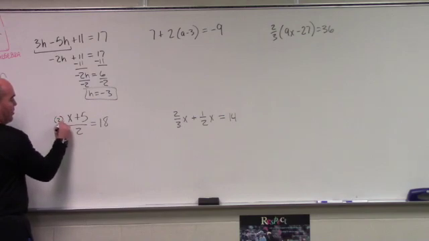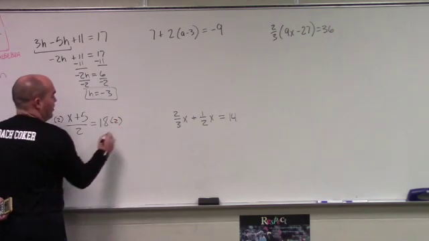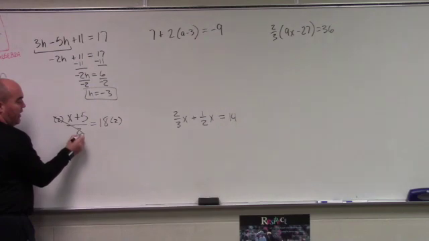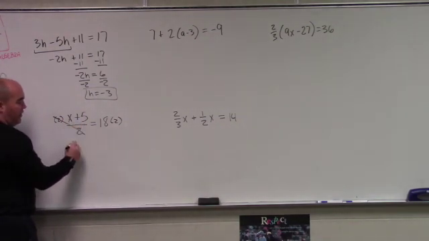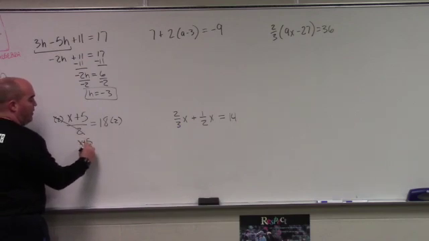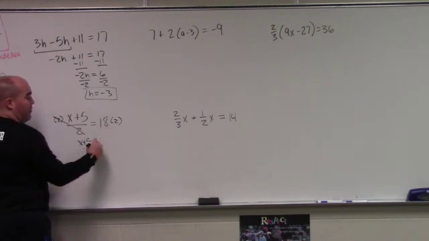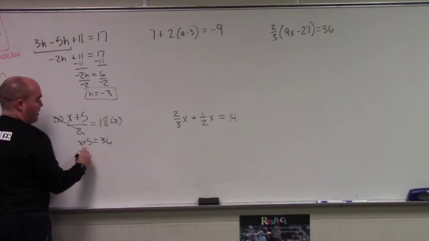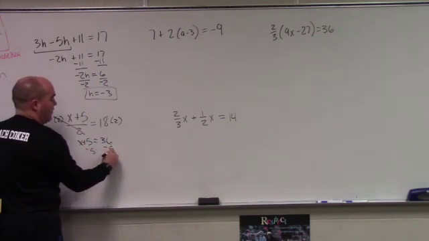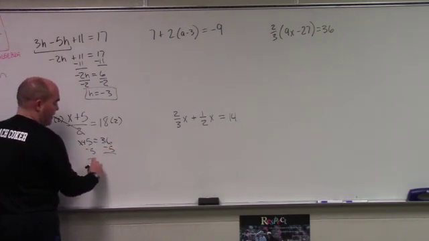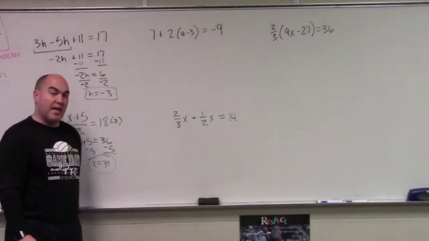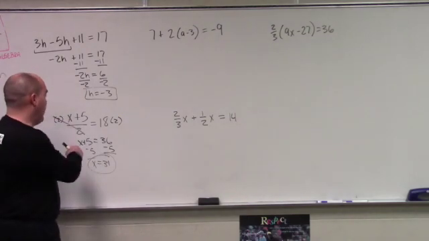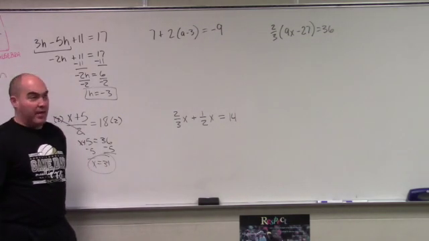So if we do times 2 and times 2, the 2's over here are going to cancel. So we're multiplying by 2, but this top part isn't really changing. It's just x plus 5. Okay, over here, 18 times 2 is 36. So then I subtract the 5, and I get x equals 31. Okay, so that one may look a little bit confusing, but it's actually really, really simple. Okay, just multiply by that denominator.